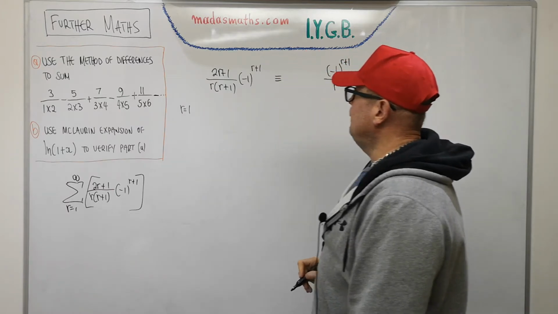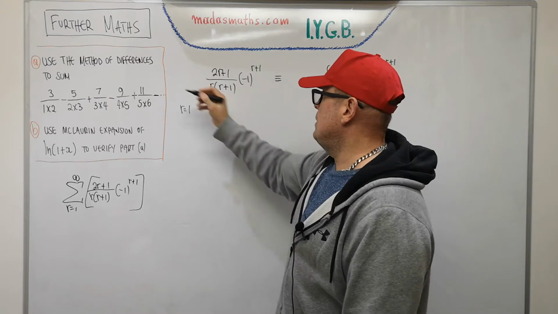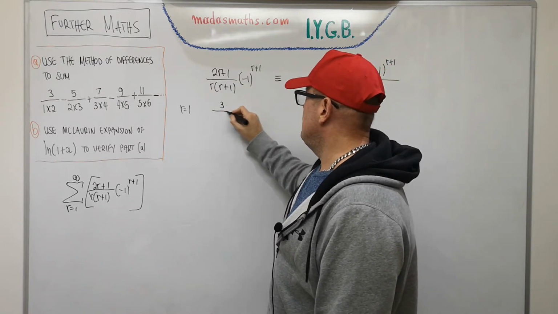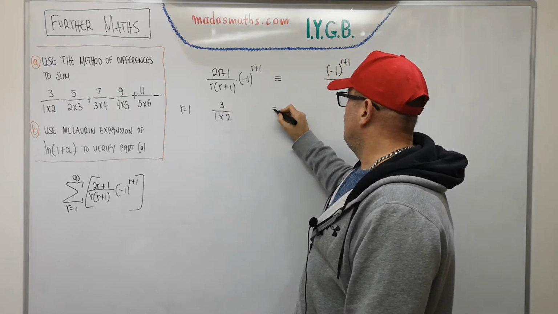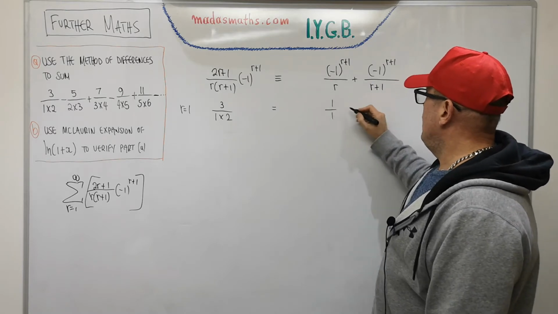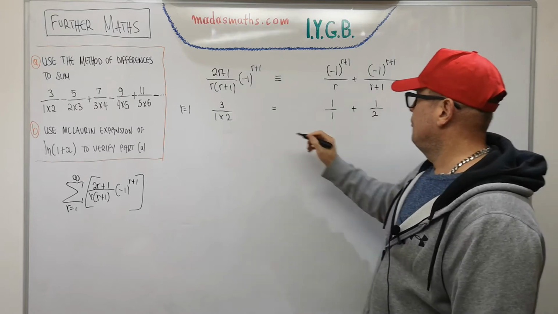When r is equal to 1, this particular expression will of course go positive. It should be giving me the first term there, which is 3 over 1 times 2, and this will now be equal to positive again 1 over 1 plus again 1 over 2.